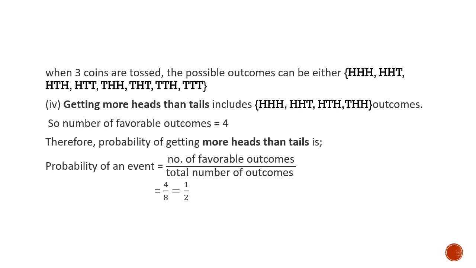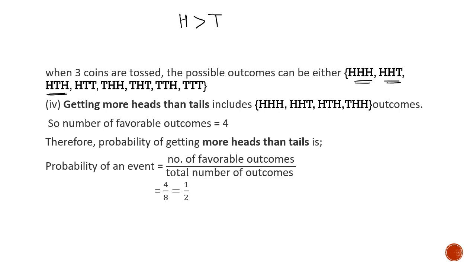Alright, let's look into this one. Getting more heads than tails, which means the number of heads should be greater than the number of tails in the possibilities. Let's check the first one. We have 3 heads here and how many tails? 0. Yes, greater. The number of heads is greater than tails, so we can consider this. Next, I have 2 heads and 1 tail. Still, the number of heads is greater, so we can consider this. Then HTH, yes, we can consider this.